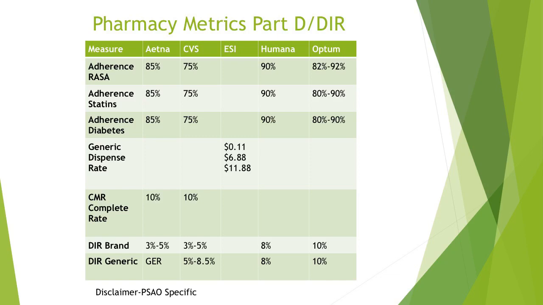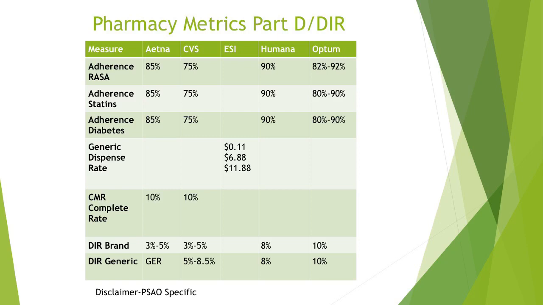Aetna is looking at whether your patients on statins, oral diabetes medications, and renin-angiotensin system drugs like angiotensin II blockers and ARBs are adherent. If they're not at least 85%, they're going to take a percentage. And that percentage is what's called a DIR fee.